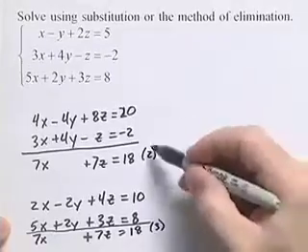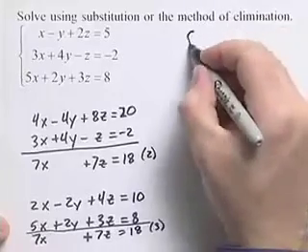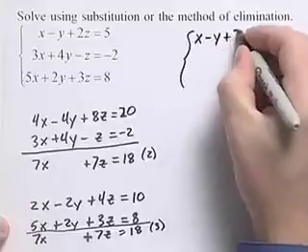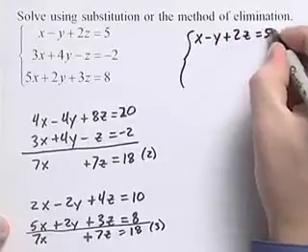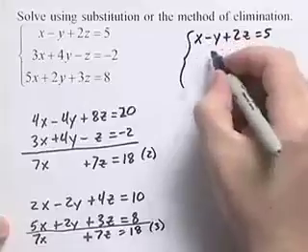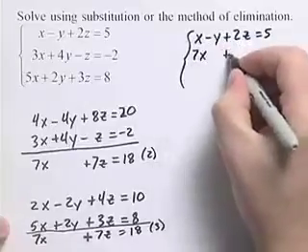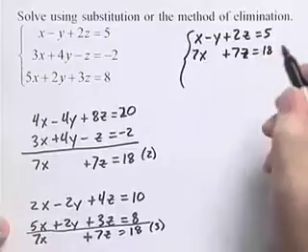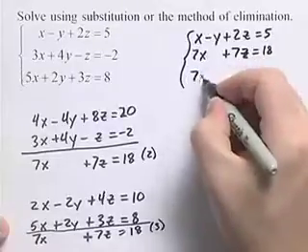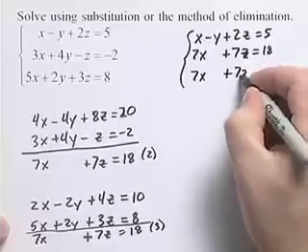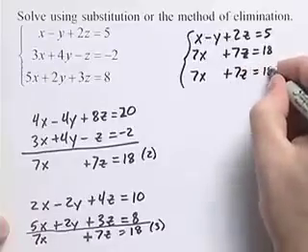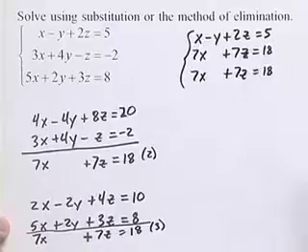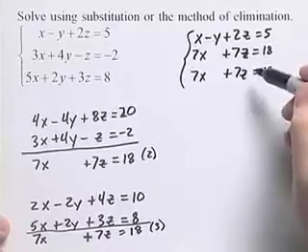Let's rewrite our system first. We keep our original equation, x minus y plus 2z equals 5. Rewrite our second equation now, calling this 7x plus 7z equals 18. And then we have our third equation is 7x plus 7z equals 18. At this point, we see these last two equations are identical, so we have a redundant equation.